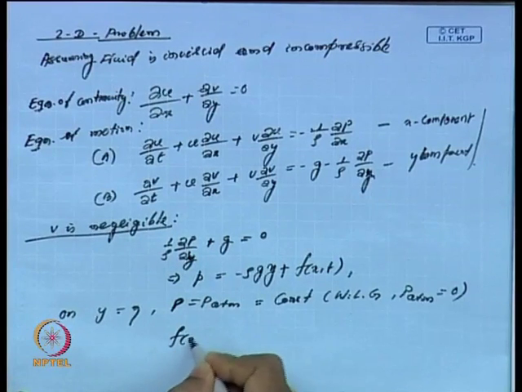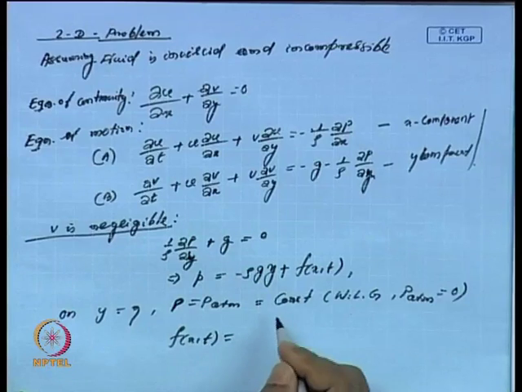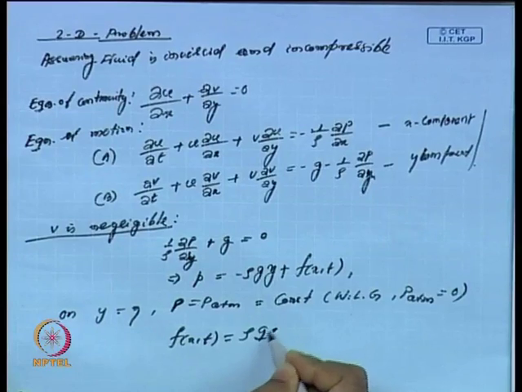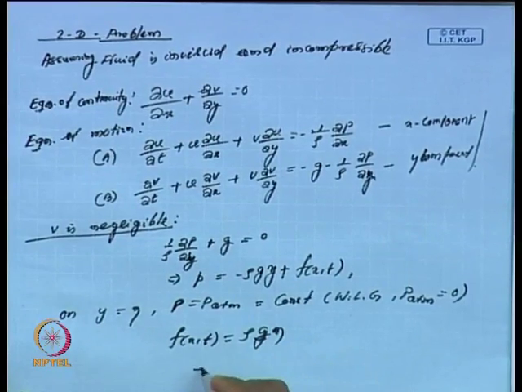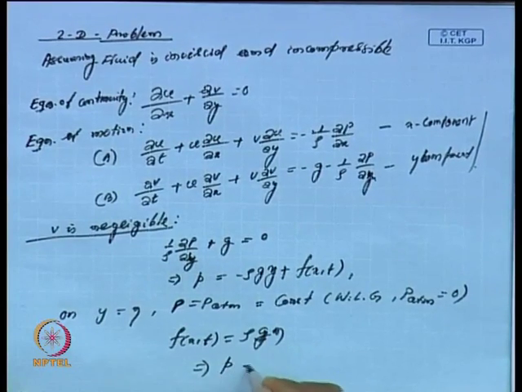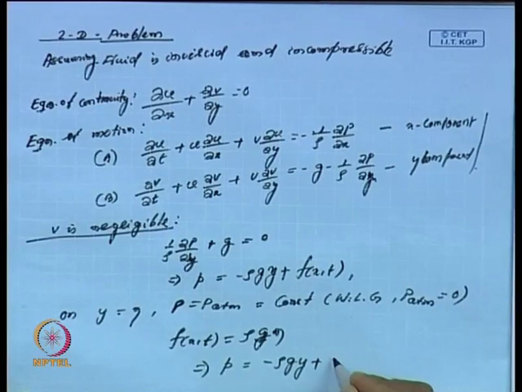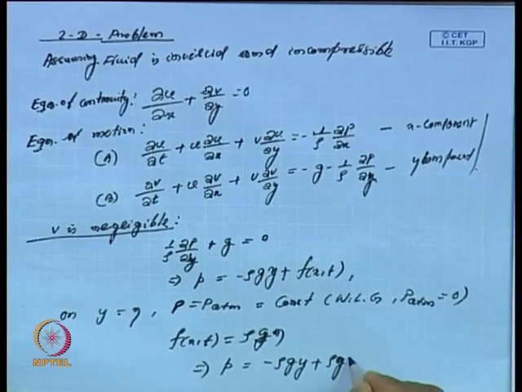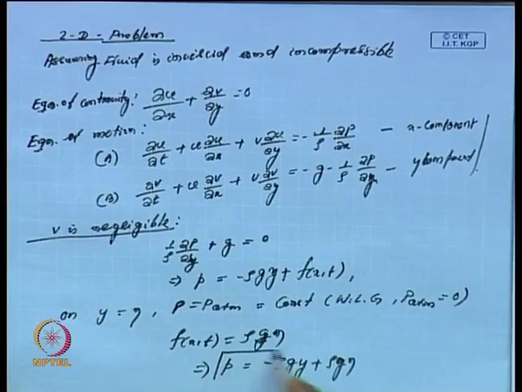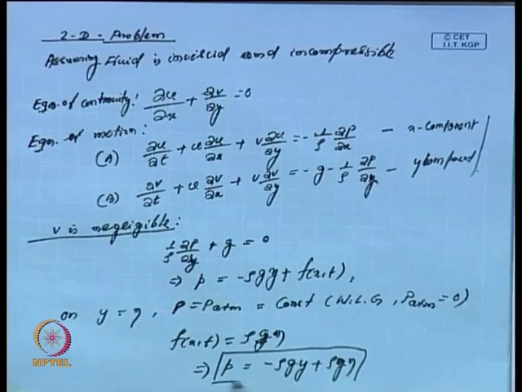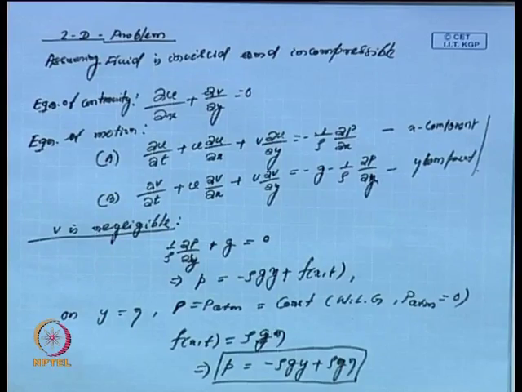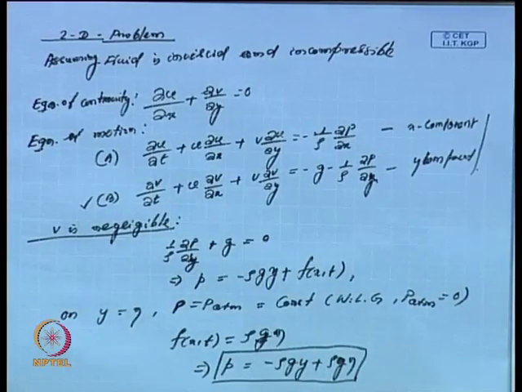f of x t will be rho g eta, which implies p is equal to minus rho g y plus rho g eta. This is the hydrodynamic pressure, this is the pressure, and that we are getting from equation b.